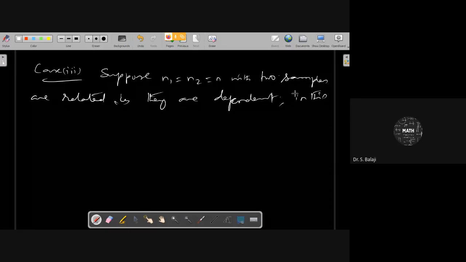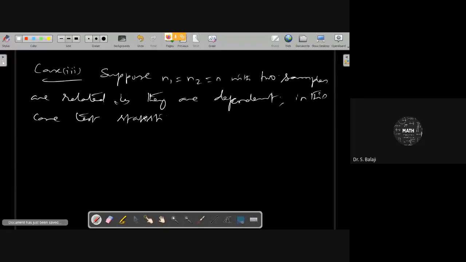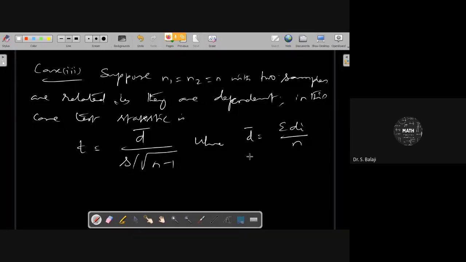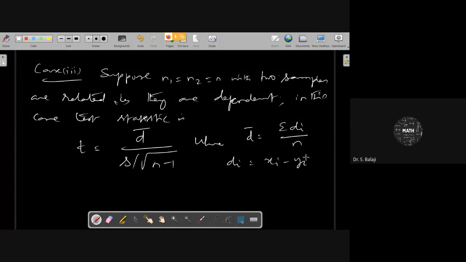In this case, the test statistic is t equal to d bar divided by s by square root of n minus 1. What about d bar here? d bar equal to summation di by n. What about di? di is equal to xi minus yi.